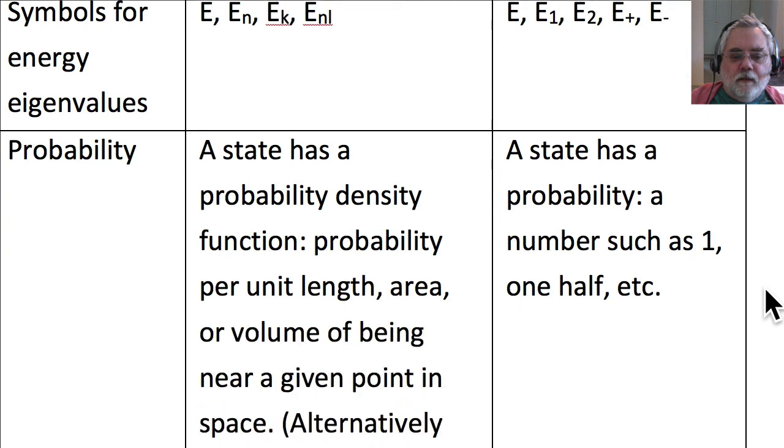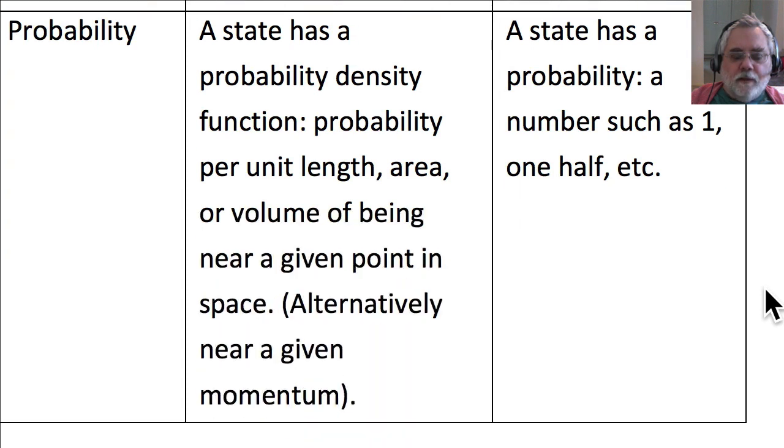Probability is confusing. We will get more experience with it in coming lectures. For spatial states, a state has a probability density function, a probability per unit length, area, or volume, depending on whether it's a one-dimensional, two-dimensional, or three-dimensional problem. Probability of being near a given point in space, alternatively near a given momentum. For spin states, the state has a probability, not a probability density. A number, such as 1 or 1/2. A real number in the range 0 to 1.